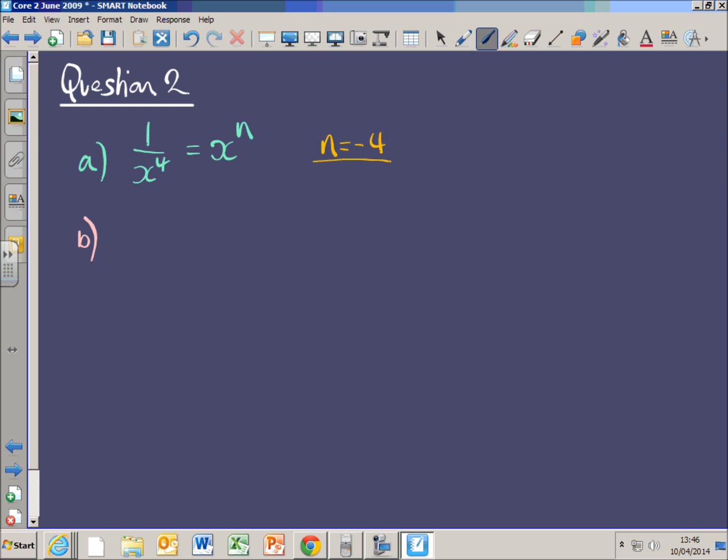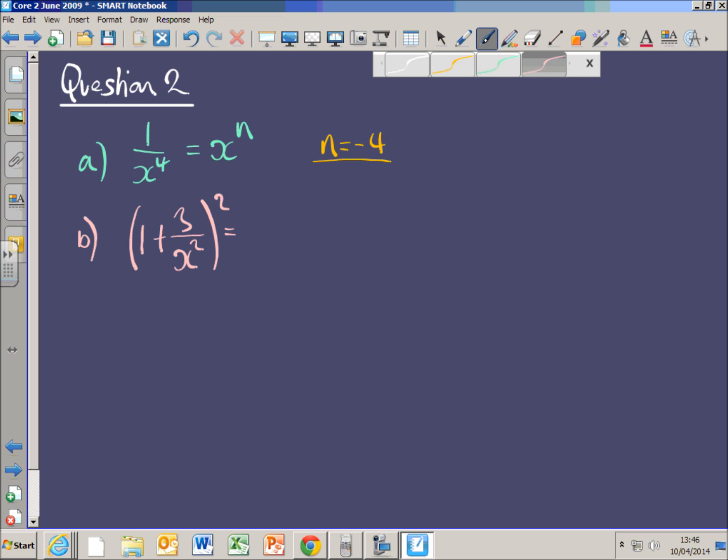I didn't look at the power when I looked at it before, so all we have to do is expand this out. Now you can use binomial expansion. I think you do need to learn it for your exam, or you can just multiply it out because it's only to the power 2. Okay? So I think I'm going to do it using binomial. Well, you wouldn't be able to tell which way I've done it.